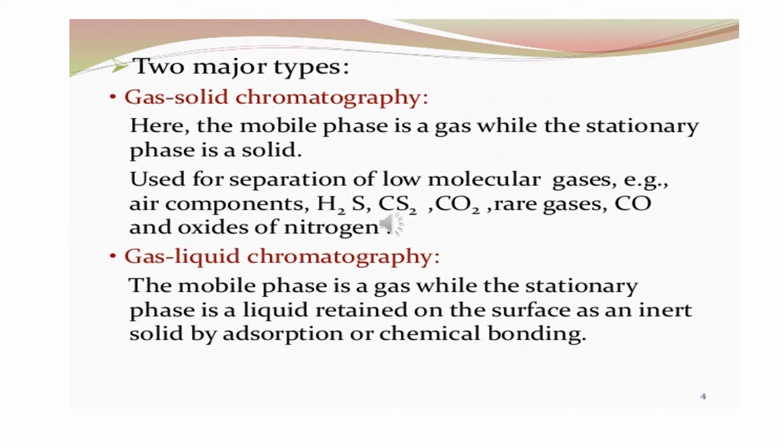There are two types of gas chromatography. First one is gas solid chromatography, second one is gas liquid chromatography. In gas solid chromatography, the mobile phase is a gas while the stationary phase is a solid. Used for separation of low molecular gases, for example air components, H2S, CS2, CO2, rare gases, CO and oxides of nitrogen. And in gas liquid chromatography, the mobile phase is a gas while the stationary phase is a liquid retained on the surface of an inert solid by adsorption or chemical bonding.